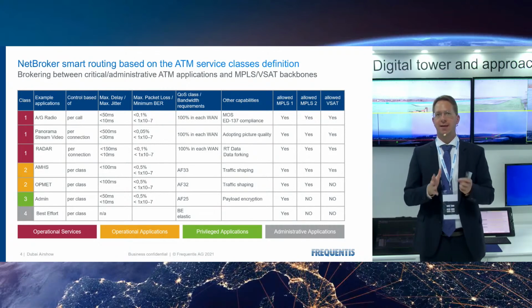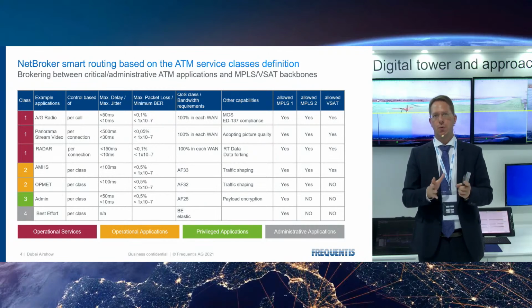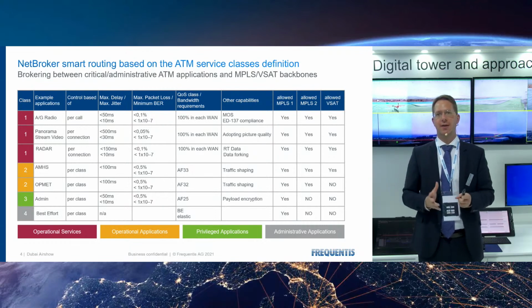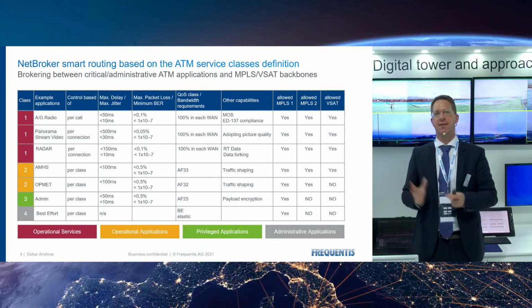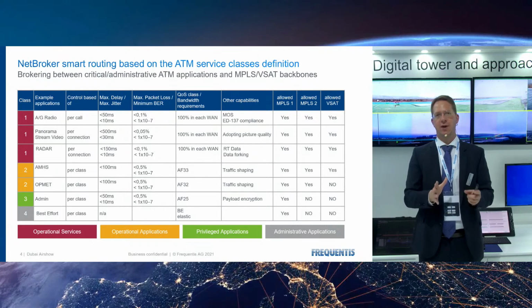So here you can specifically define for each application when you want to switch over which application to which network. In our example, we have two different MPLS networks and a third one, a VSAT connection, and you can clearly define what needs to happen so that the specific application is switched over to the network.